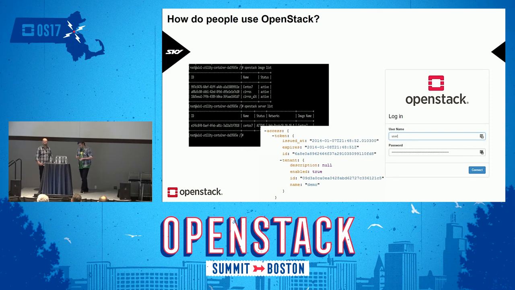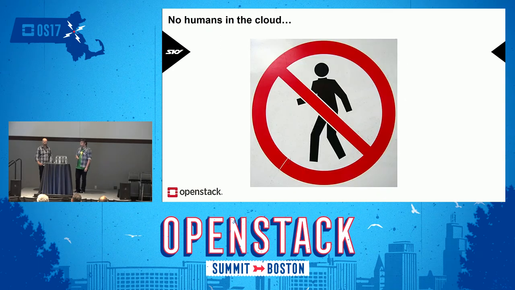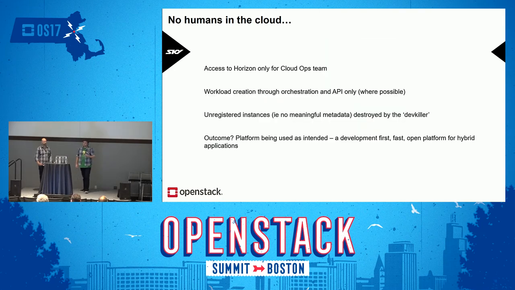So it goes back to the principles that JP defined earlier, not the rise of cloud ops, but no humans in the cloud, right? We didn't want people logging in, doing tweaks, standing up things, and, oh, this instance doesn't work quite right, so let's log into it and make a little change here that's not really recorded. So what we decided to do is access to Horizon was only allowed by the cloud ops team, a very, very small virtual team, and it was strongly recommended to them that they use that as a sort of last approach.